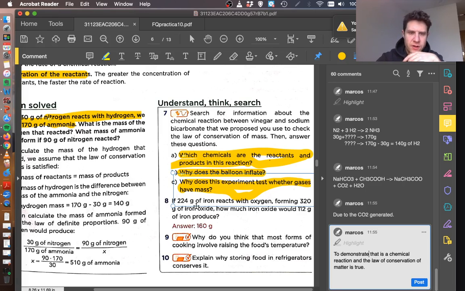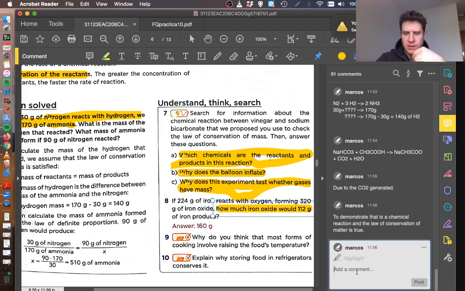Very interesting. If 224 grams of iron reacts with oxygen forming iron oxide, how much iron oxide will 112 grams of iron produce? So the thing is, how much iron oxide will 112 grams of iron produce? So we have as a reaction, we have this.